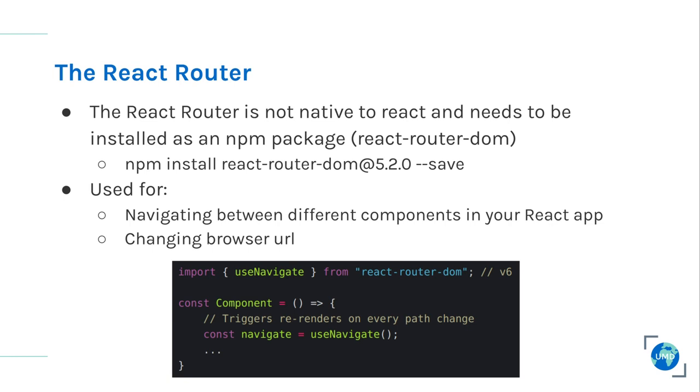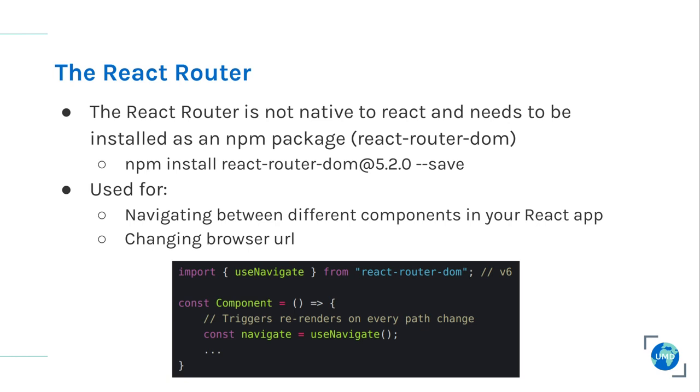It means that it's not part of the original dependencies of when you create a React app, and needs to be installed as a part of an external package called the React Router DOM. So the way you do that is you run the command npm install react-router-dom@5.2.0 --save. The 5.2.0 is just an arbitrary version number, and that might change depending on the latest updates. But yeah, that's the gist of how you import the React Router DOM.